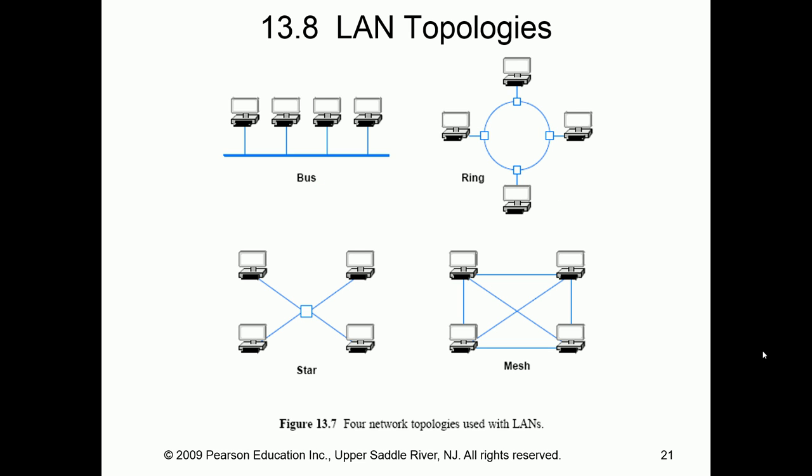Here they are again. A bus is again one straight line. A ring is a big circle. A star is centrally connected. And the mesh, everything connected to everything else.